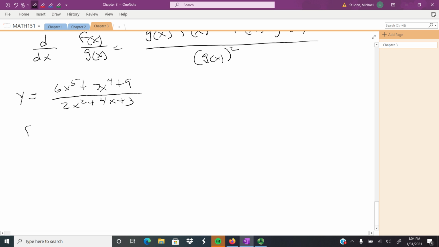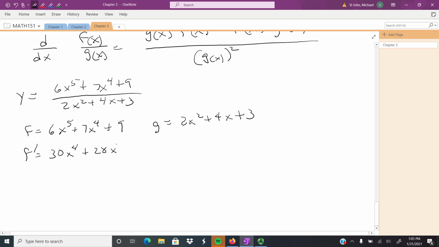So again, I'm going to break this into pieces. So 6x to the 5th plus 7x to the 4th plus 9 is my f, and then the g is 2x squared plus 4x plus 3. The derivative of the top is 30x to the 4th plus 28x cubed. And then the derivative of the bottom is 4x plus 4.